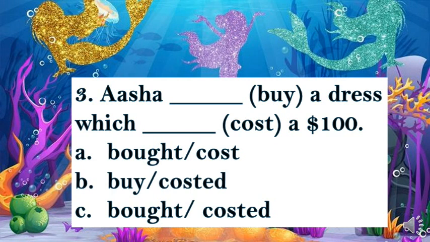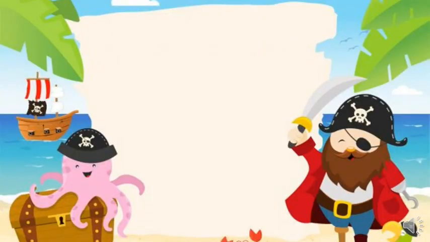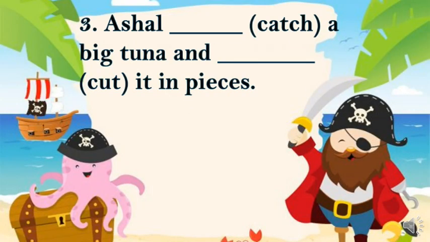Excellent students, mermaids. You did an excellent job. It is Asha bought a dress which cost $100. Well done, mermaids. Let's see whether pirates can get the answer. If so, then it will be a tie. Or else the mermaids will be the winners. Let's see, pirates, are we ready?